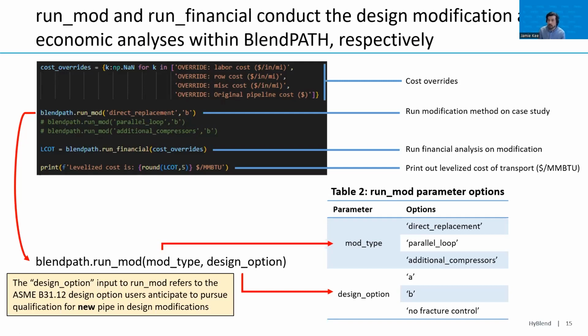The next line is to run the financial analysis on the modified pipeline. This has an optional parameter called cost overrides, which users can put in their own cost targets or cost points for certain items such as labor cost, and that can be defined in dollars per inch per mile, or specifying the original pipeline cost. Once again, those are all overrides, so there are defaults using publicly available data, but users can input their own data there. The final line is to print out the levelized cost of transport, and that's in dollars per MMBTU.